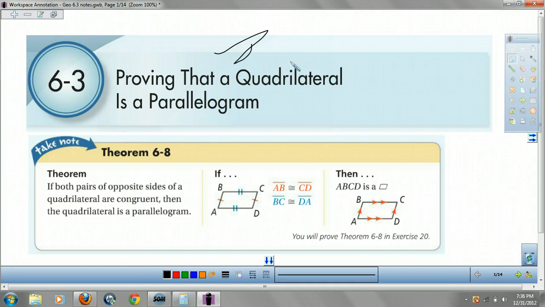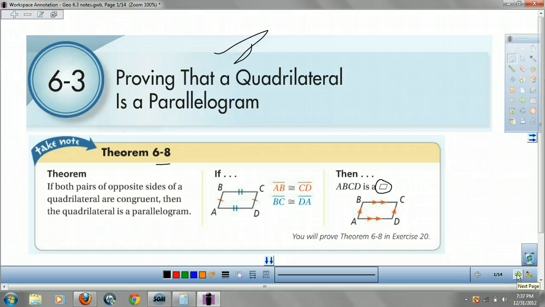Every single theorem in here is almost the exact same theorem as in 6.2, just opposite. So instead of starting with a parallelogram, we're starting with a quadrilateral, and we're going to prove that it is a parallelogram. For example, 6.8 says, if you have a quadrilateral where opposite sides are congruent, then it is a parallelogram. Okay? Because before we said if it's a parallelogram, then opposite sides are congruent. Now we can say the opposite.